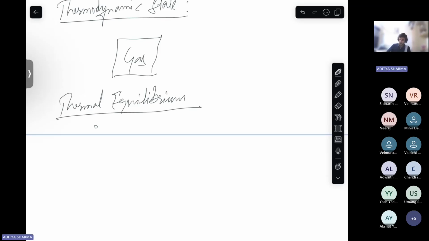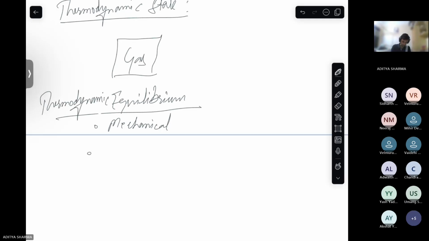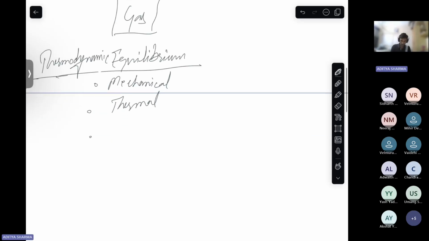So thermodynamic equilibrium comprises of what? Mechanical equilibrium, thermal equilibrium and your chemical equilibrium. So when your system is in all these three equilibriums, in that case, we say that in terms of thermodynamics, it is in equilibrium, right?